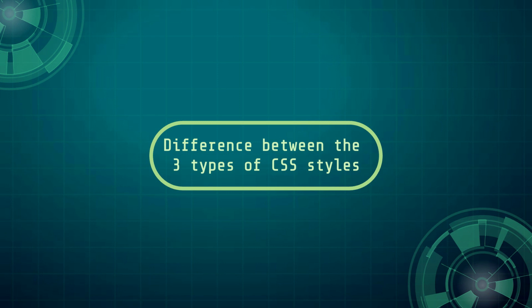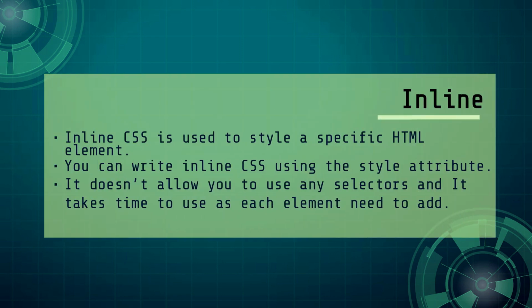Difference between the three types of CSS styles. Inline CSS is used to style a specific HTML element, and you can write inline CSS using the style attribute. It doesn't allow you to use any selectors, and it takes time to use as it needs to be added to each element.